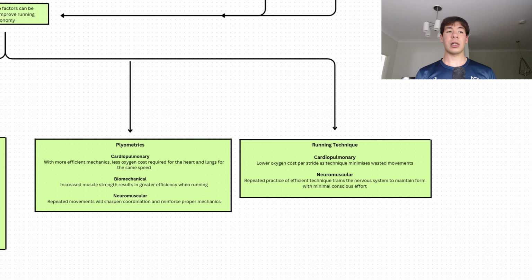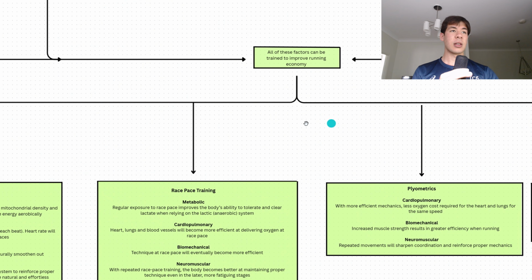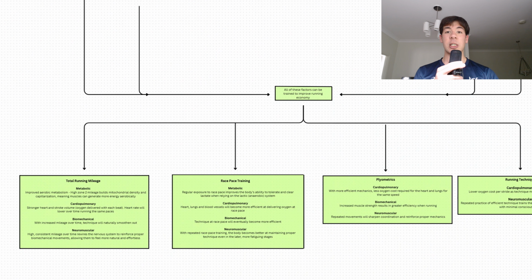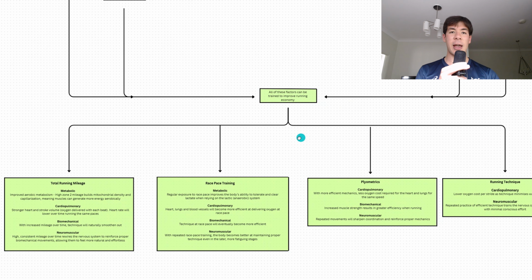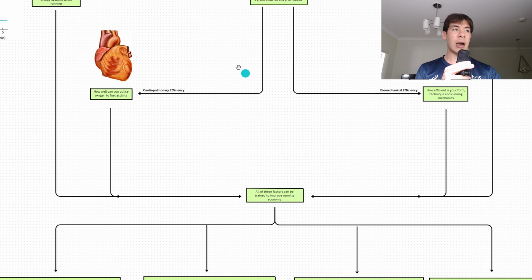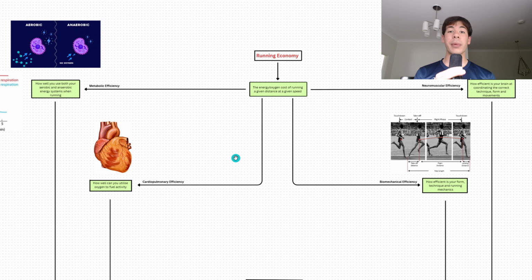And neuromuscularly, the repeated practice of efficient technique is going to train your nervous system to maintain form with minimal conscious effort. So these are the four main factors that are going to help us improve our running economy: total running mileage, race-paced training, plyometrics, and improving our running technique. These are all going to help us improve our metabolic efficiency, cardiopulmonary efficiency, biomechanical efficiency, and neuromuscular efficiency.